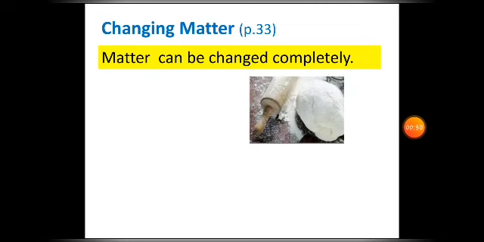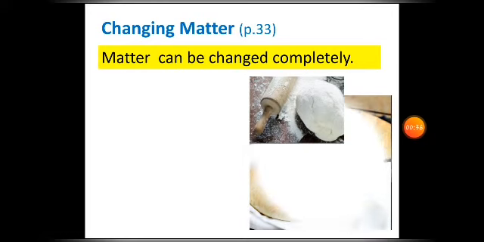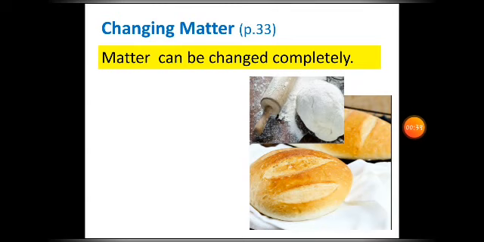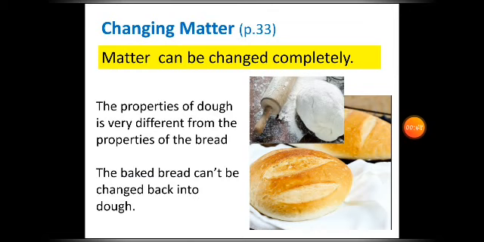Do you know this? Yes, this is a dough. What is a dough? That is the one that is made into bread. Now, are the dough and bread the same? Well, the dough can be made into bread, but they are no longer the same. The properties of dough are very different from the properties of bread. And another thing, the baked bread cannot be changed back into dough. So this is an example, grade 2, of matter that is changed completely.